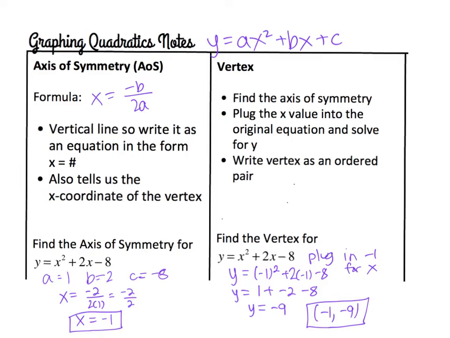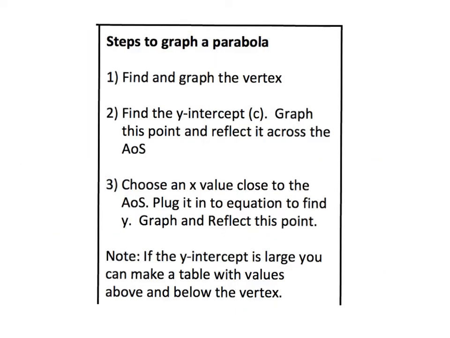Here are the steps for graphing. And remember, you can always use a table if you get stuck. So when graphing, we should first find and graph the vertex. Next, we can find the y-intercept. In our equation, it's going to be the c value. We're going to graph this point and then reflect it across the axis of symmetry.